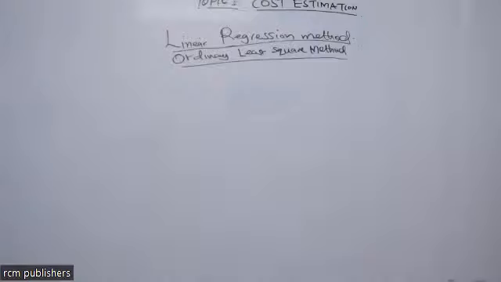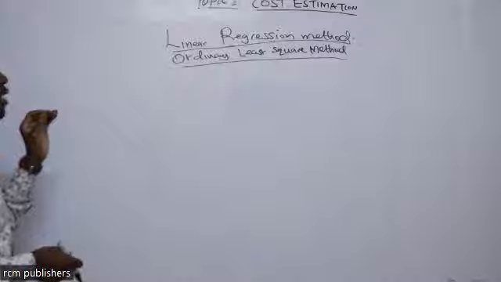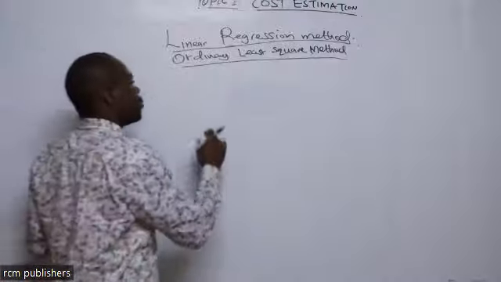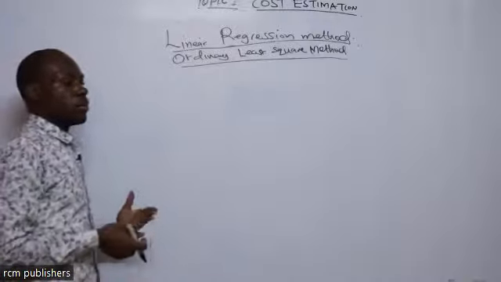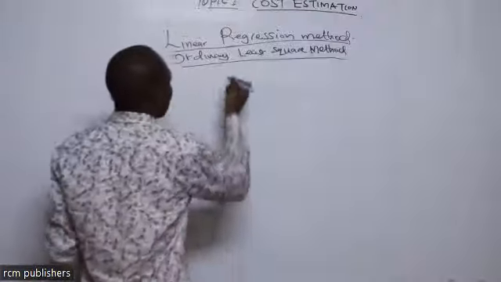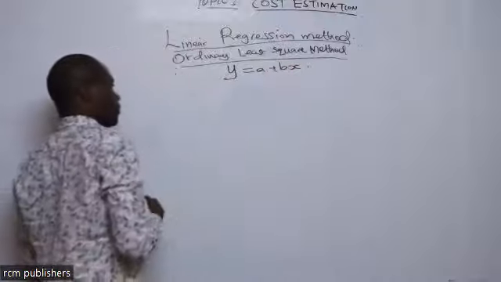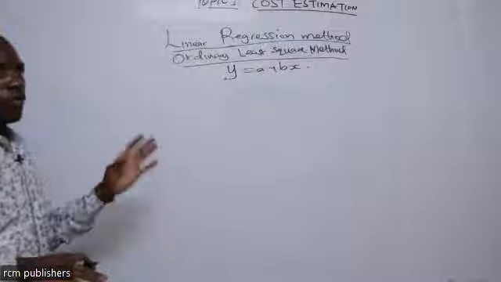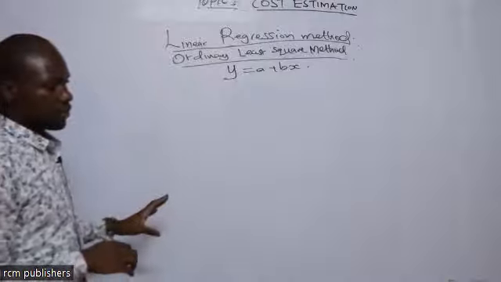So for the regression method, we have to know two things. We have to identify X and Y. Very important. X remains to be the independent variable and Y remains to be the dependent variable. The final output of this particular method remains to be Y equal to A plus BX. That is the final output of this method.